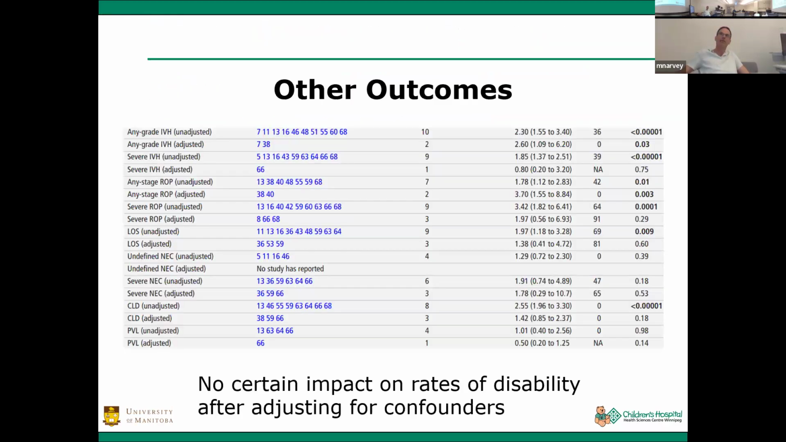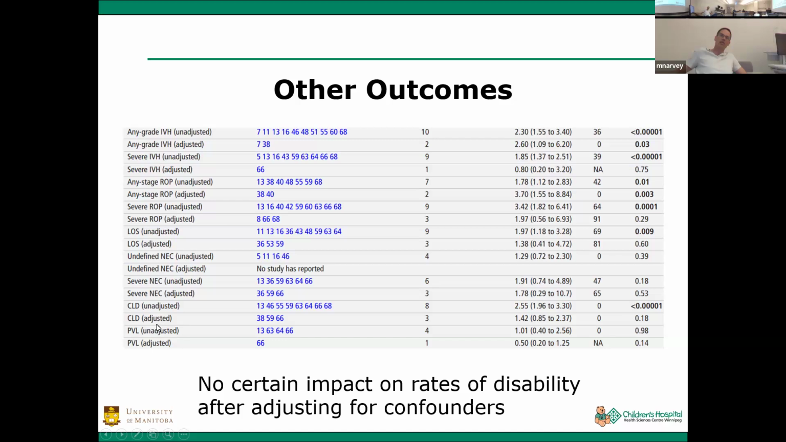However, in other outcomes, and I always like looking at adjusted for risk factors, any grade IVH is higher with hyperglycemia, severe IVH higher, any stage ROP very significant at 0.001, severe ROP highly significant, although the adjusted, sorry, is not.